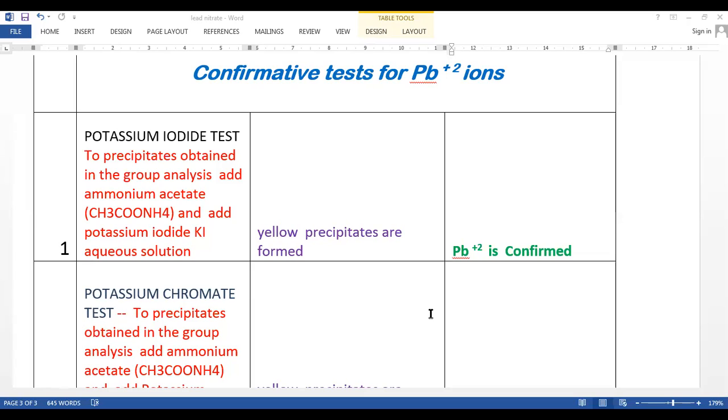Have you seen the black precipitates turn into yellow, my dear students? No, sir. Here, the black precipitates were turned into yellow precipitates. Sir, I am not able to see. Who is this? Sir, Rajkumar. Okay.